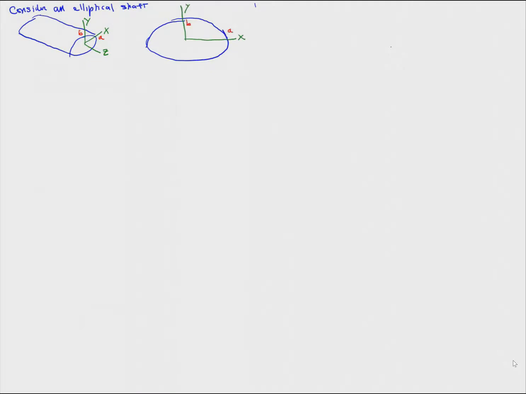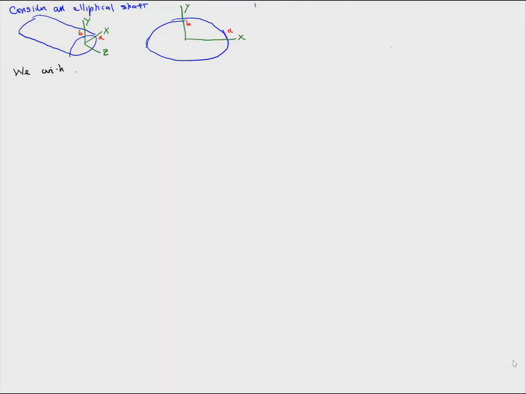Last video we saw that if we find a stress function that satisfies the Poisson's equation and the boundary conditions, then the volume under that stress function is the torque. Let's see if we can use this idea to find the torsional constant of an elliptical shaft.